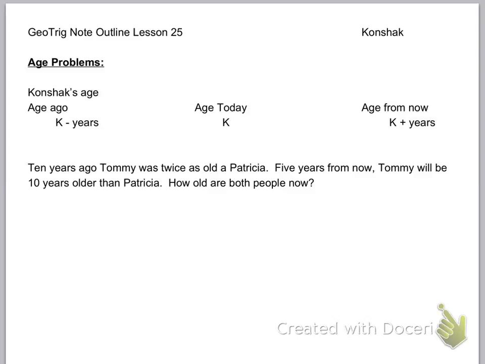So our first problem, we have to write 2 equations with 2 unknowns, sometimes 1 equation, 1 unknown. That's how it works. 10 years ago, Tommy was twice as old as Patricia. 5 years from now, Tommy will be 10 years older than Patricia. How old are they both now?